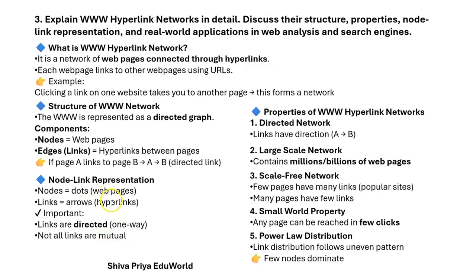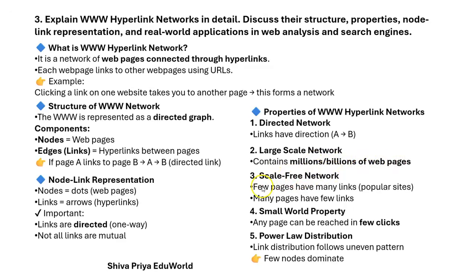This is about node link representation, and the properties of www hyperlink networks, we have 5 properties. Directed network, large scale network, scale free network, small world property and power law distribution. Directed network means links are directional, A to B, B to A. Clear? Large scale network means it contains millions and billions of web pages. Medium means only a few web pages. That's why millions and billions of web pages.